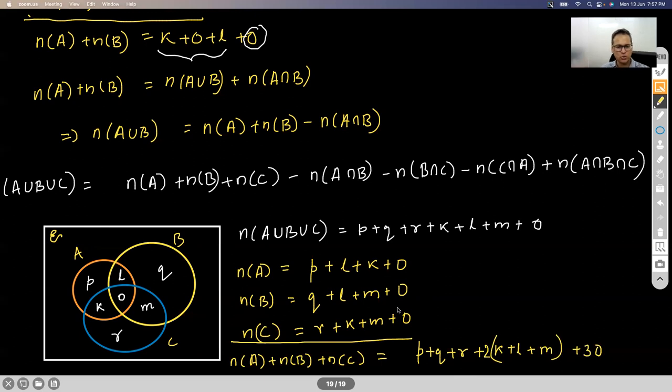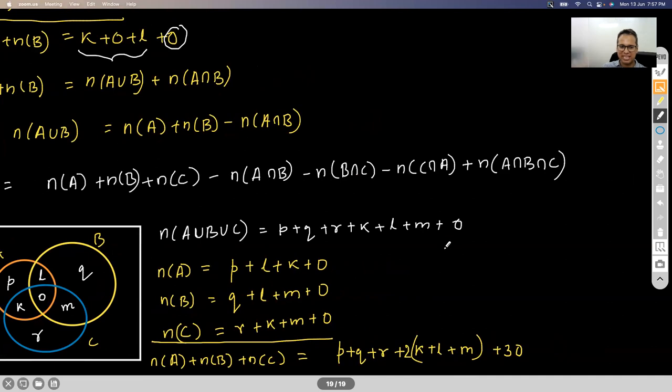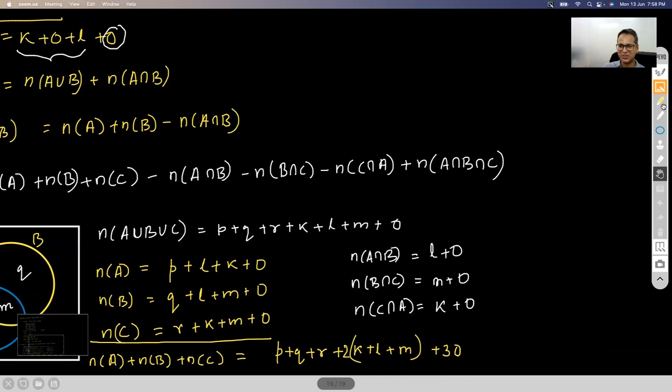Any question? Anybody so far? Okay. Now, what I'm going to do is write separately the number of elements in A intersection B. A intersection B will be L plus O. How many elements are there in B intersection C? M plus O. Correct? And how many elements are there in C intersection A? K plus O. Yes or no? And how many elements are there in A intersection B intersection C? That is O from the diagram.